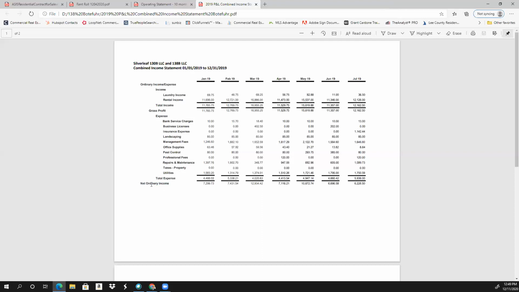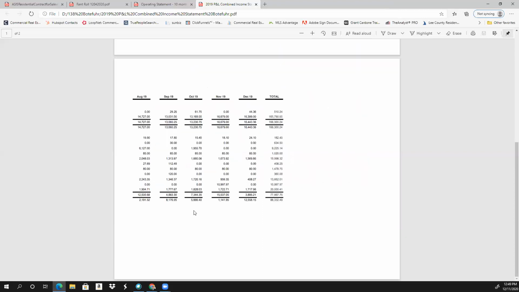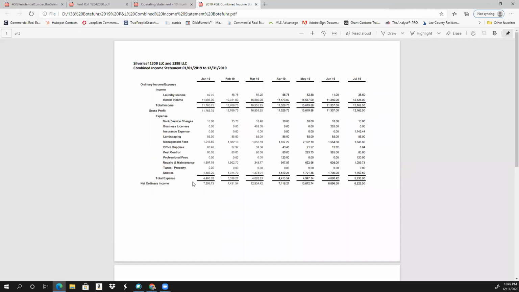Some people say net ordinary income. That's your NOI. If you can figure that out, you're going to be able to spit out valuations on the fly, simply by dividing that number by whatever the going cap rate is.